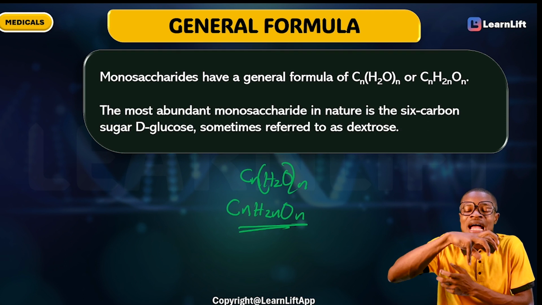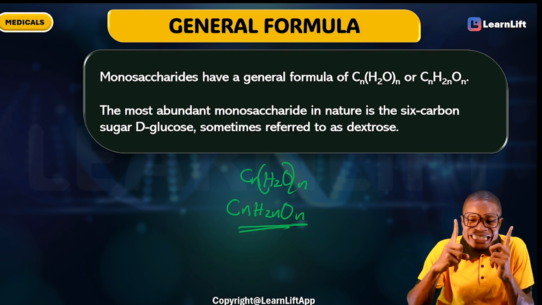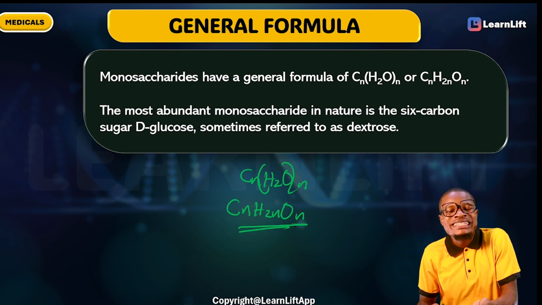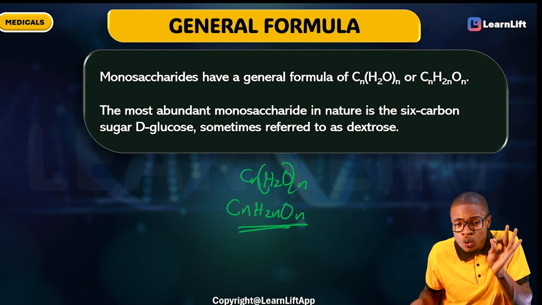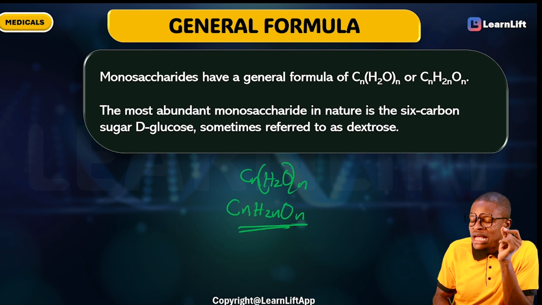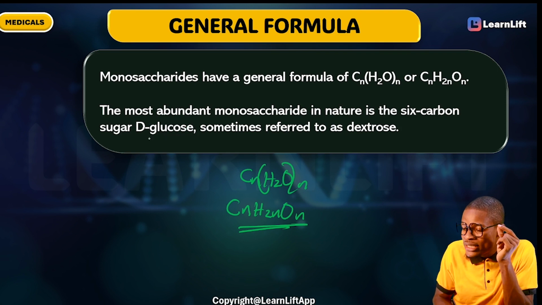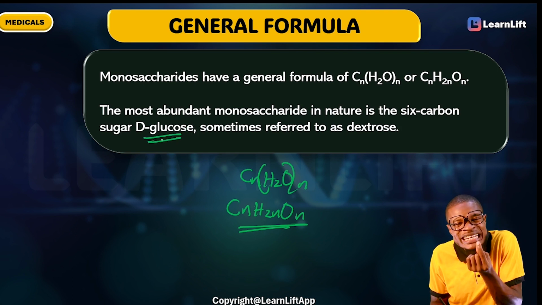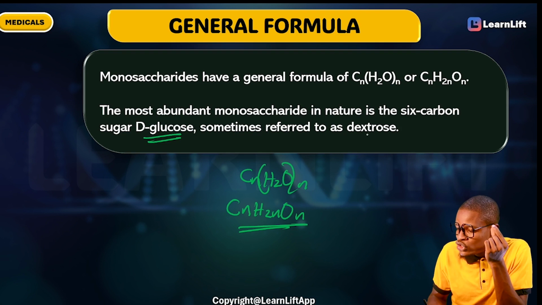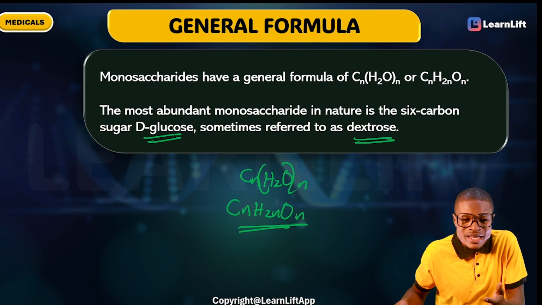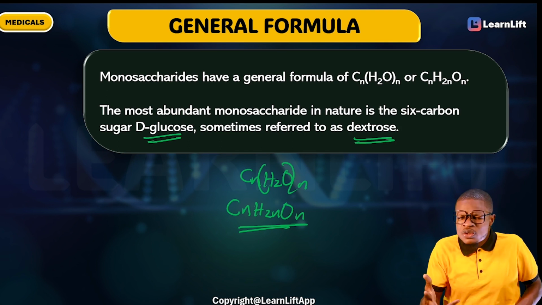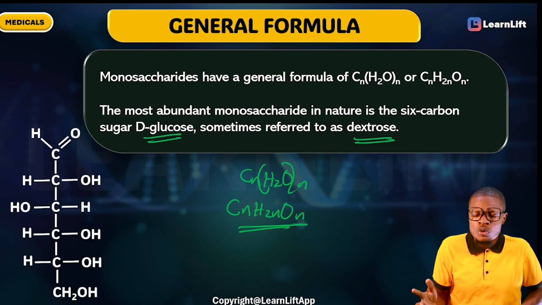Another thing is this: the most abundant monosaccharide in nature is the one that contains 6 carbon sugar. That's the most abundant, and that's called D-glucose. Please don't forget, what's the most abundant monosaccharide? It is called D-glucose. And this D-glucose is also called dextrose. So when you hear dextrose sugar, what is it? Your D-glucose. Now, which one is the D-glucose, sir? This is your D-glucose quickly.